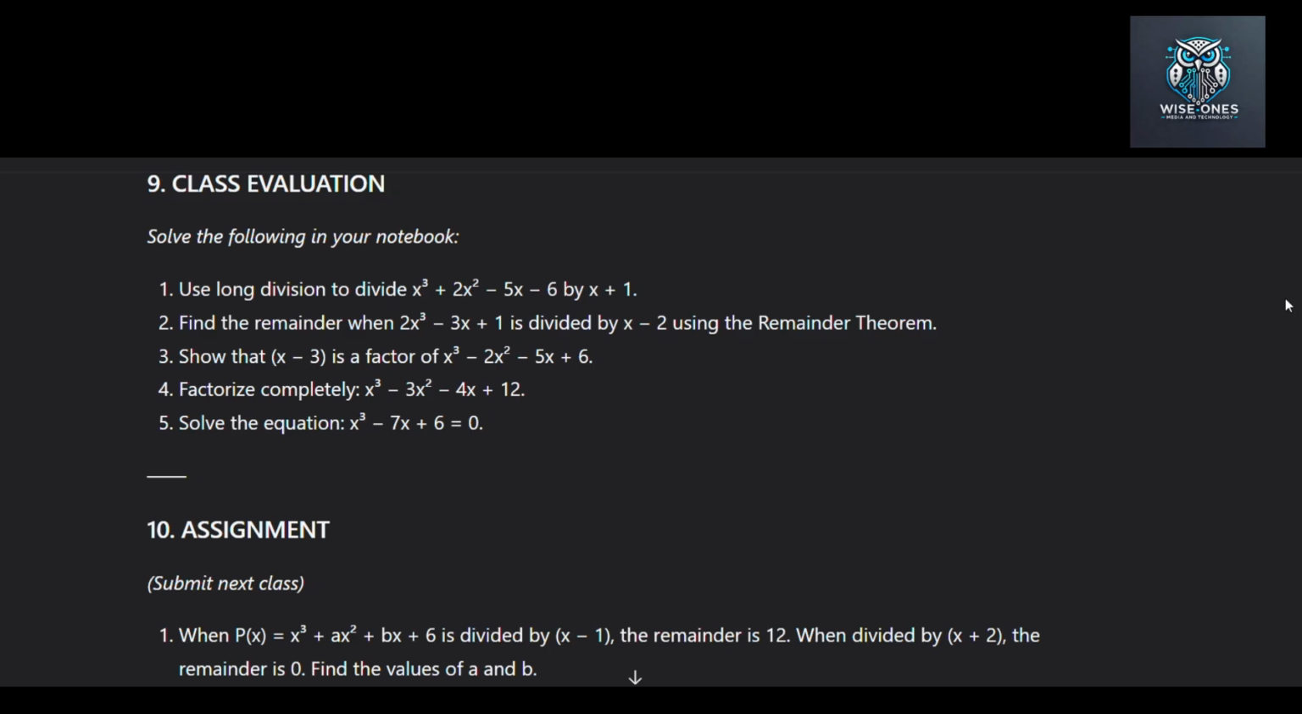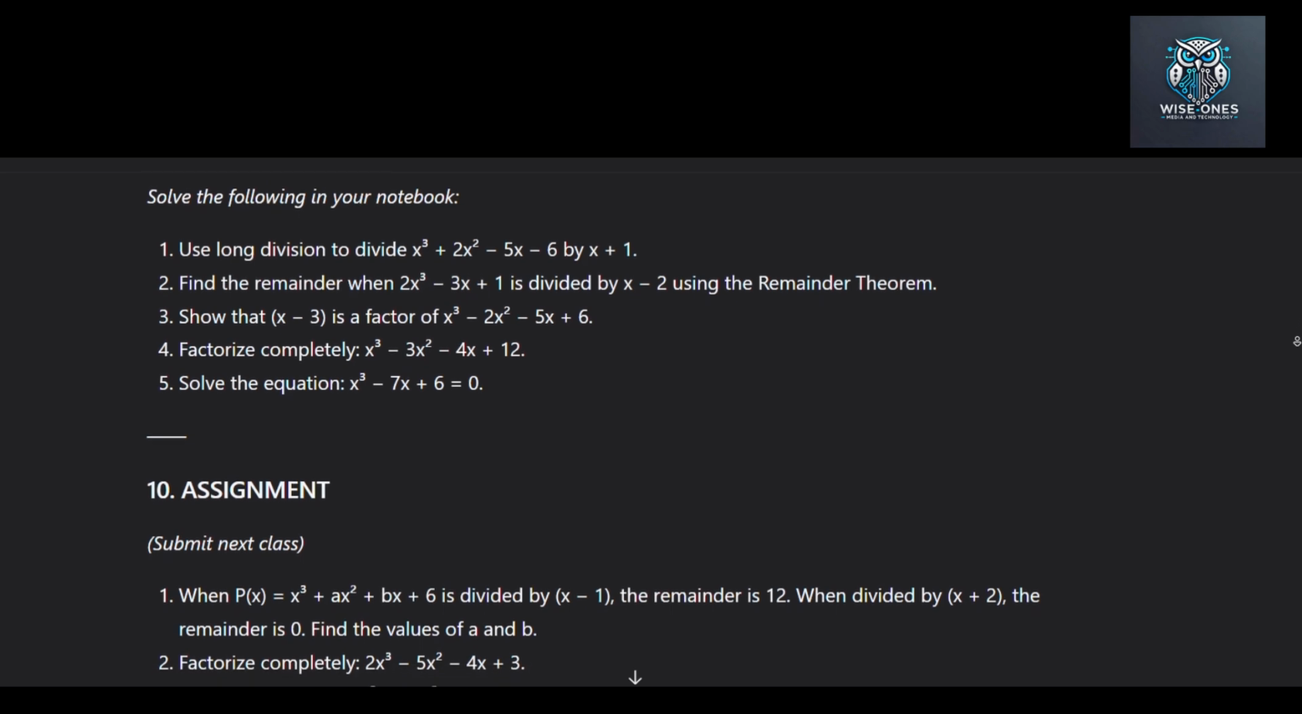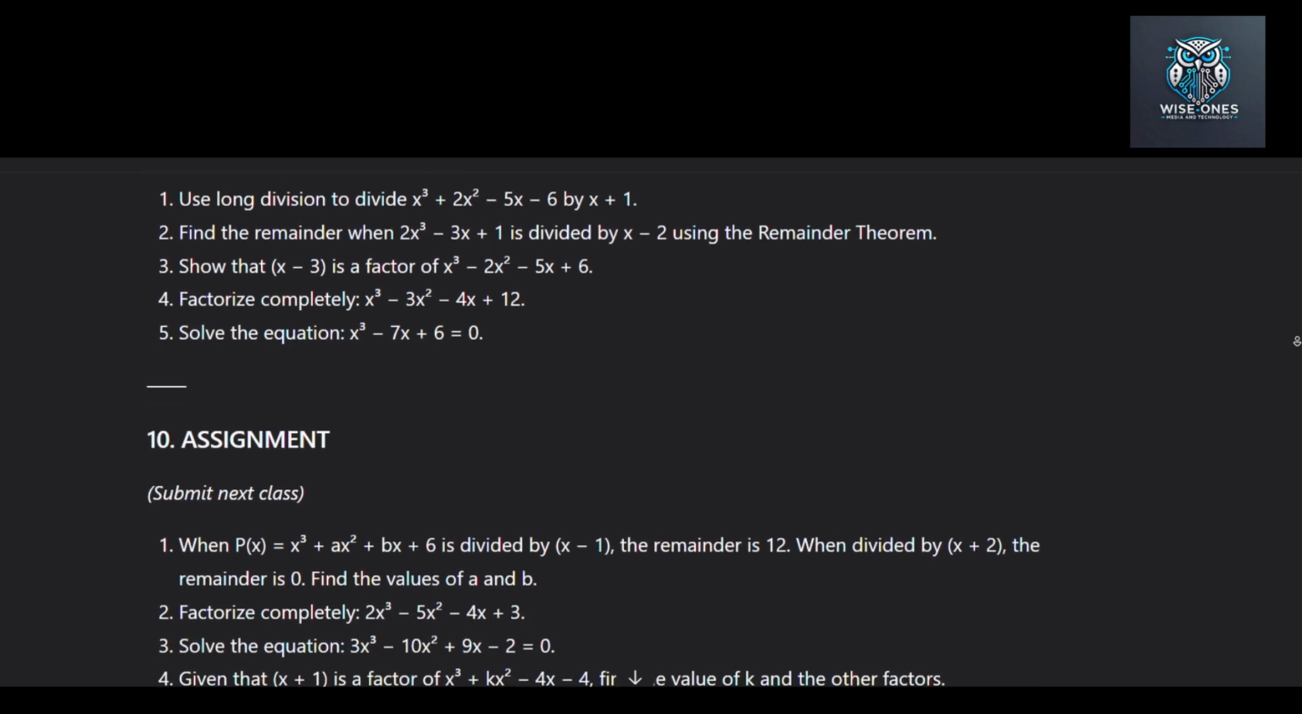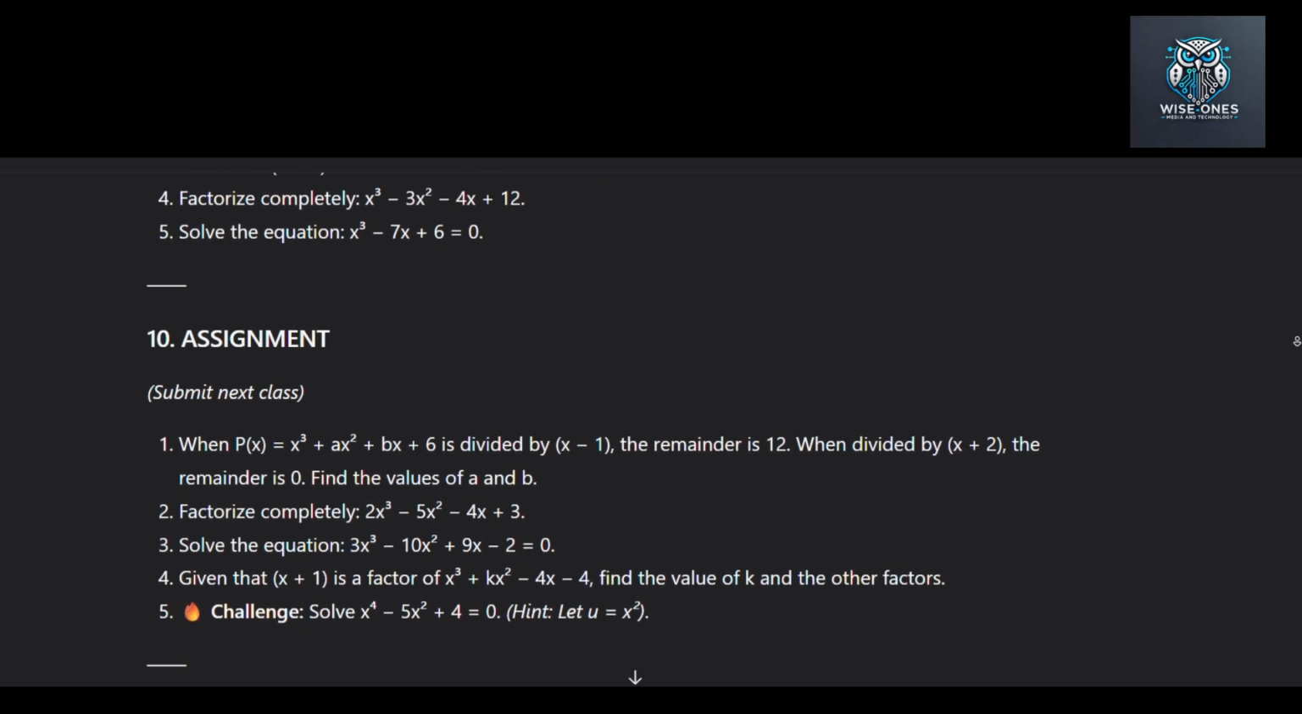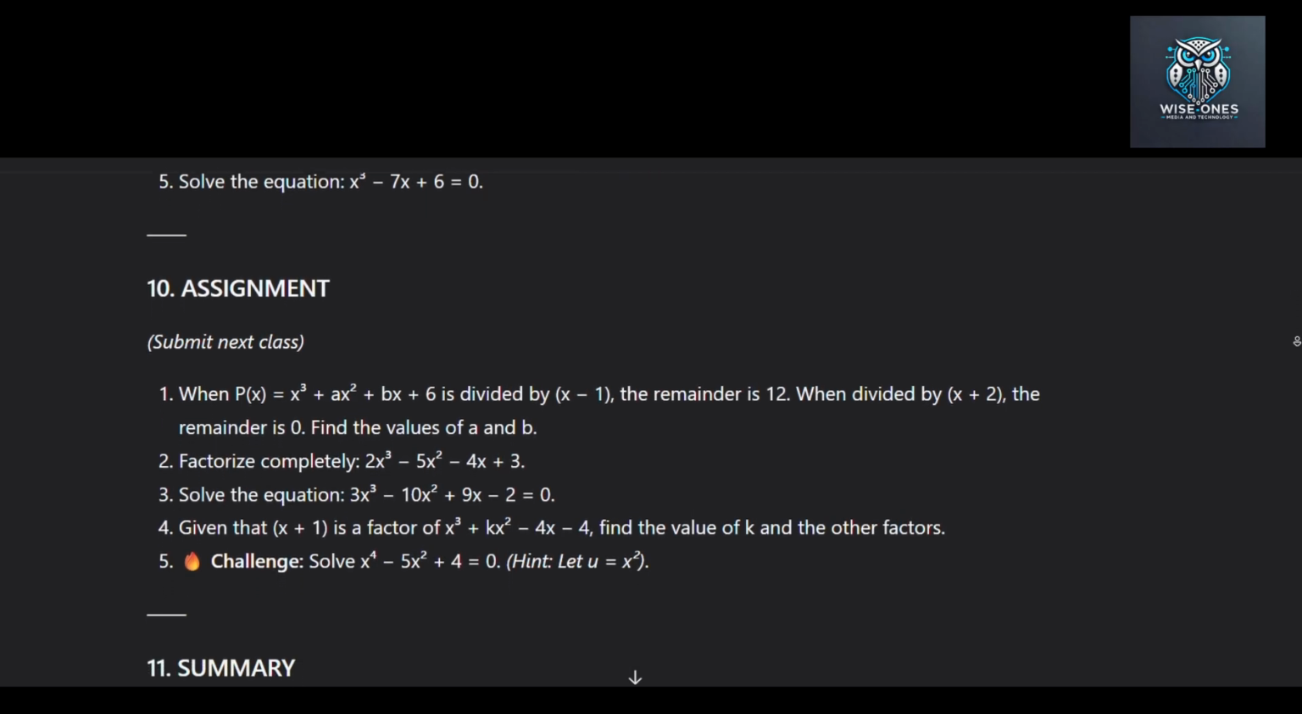For your assignment, section 10. Please do these at home. Question 1. When p(x) = x cubed plus x squared plus bx plus 6 is divided by x minus 1, the remainder is 12. When divided by x plus 2, the remainder is 0. Find the values of b.